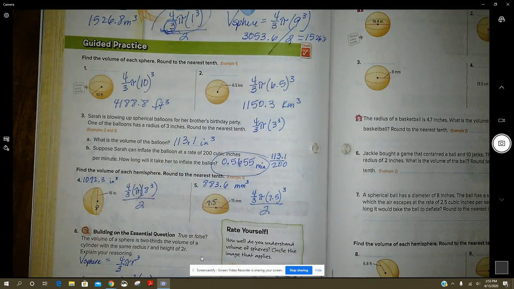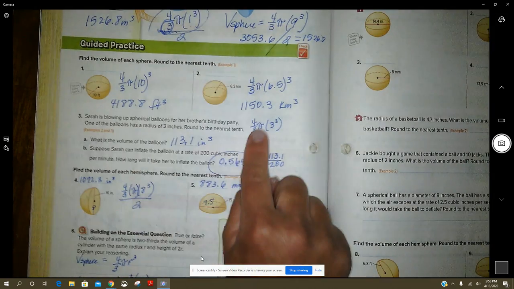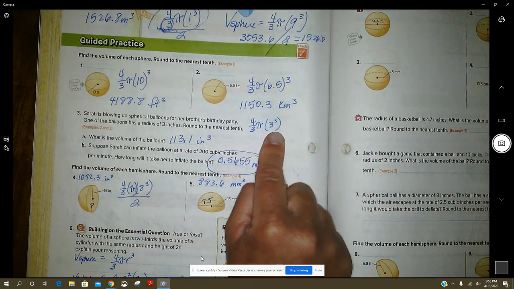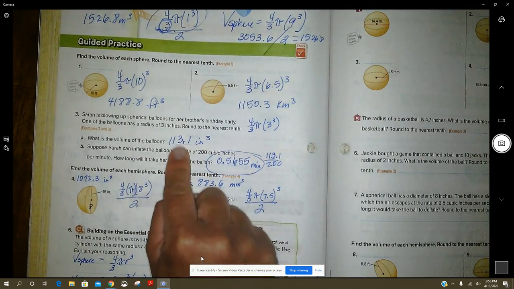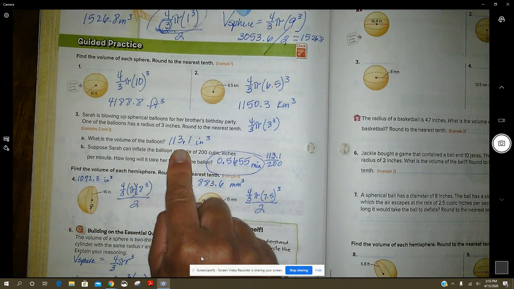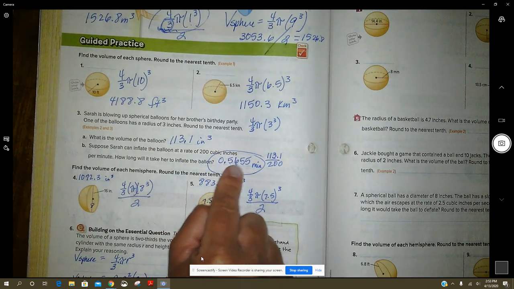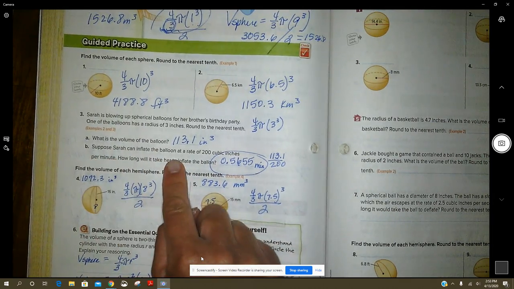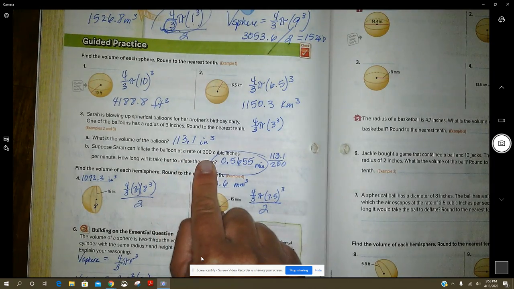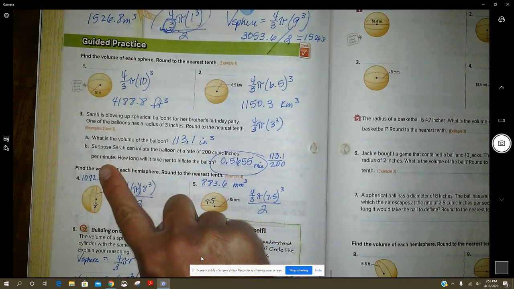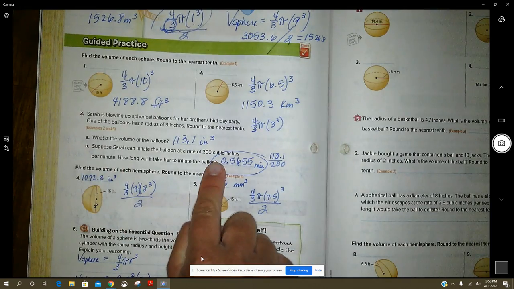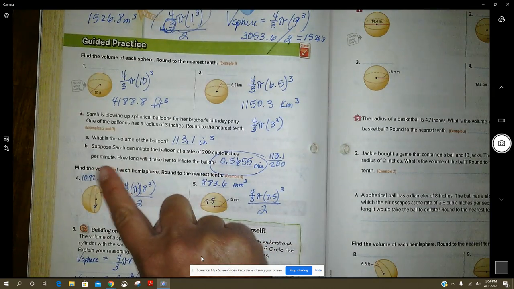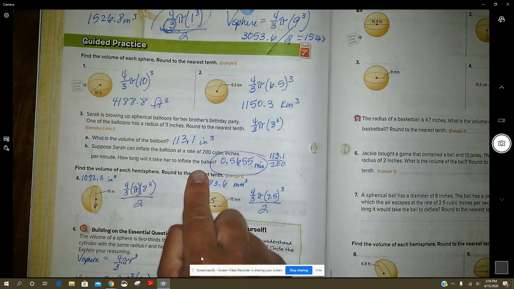Number 3, Sarah's blowing up a balloon. I went ahead and wrote over here what I typed into my calculator, okay? I got 113.1. And then I want you to listen. Let's see if this makes any sense, okay? So it says, suppose Sarah can inflate the balloon at a rate of 200 cubic inches per minute. So how long is it going to take to inflate her balloon?